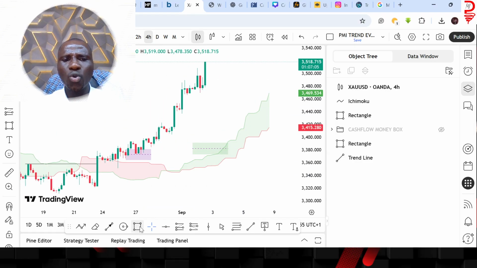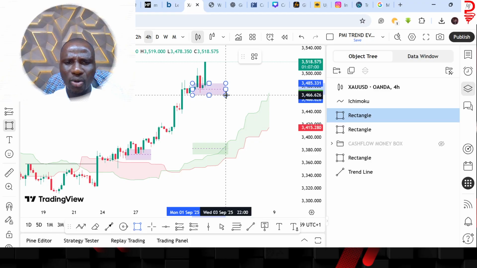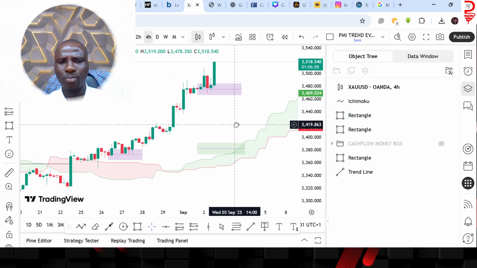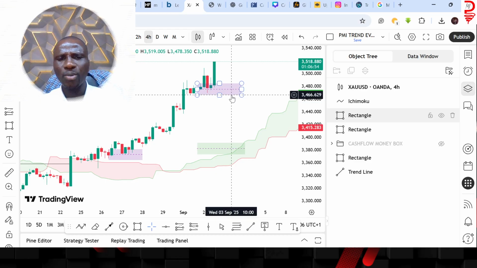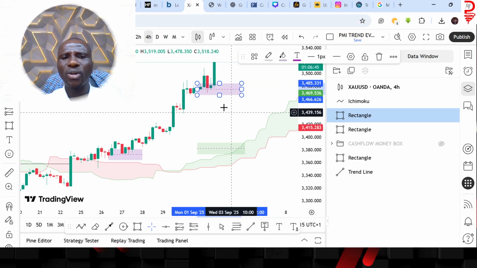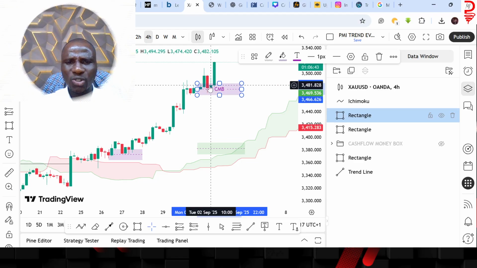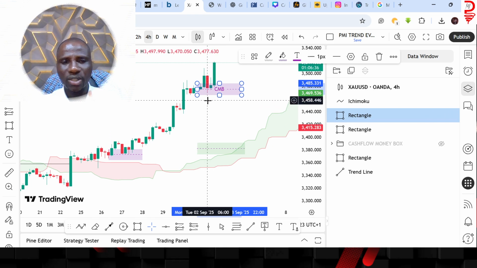This is where you look out for your cash flow money box, and this was the money box that I saw this morning, and of course I labeled it. No, was it this morning? It was yesterday. I saw it yesterday, so I labeled it. I waited for the price to come down. I saw it around yesterday or so, if I'm not mistaken. Okay, it was today. I saw this today.